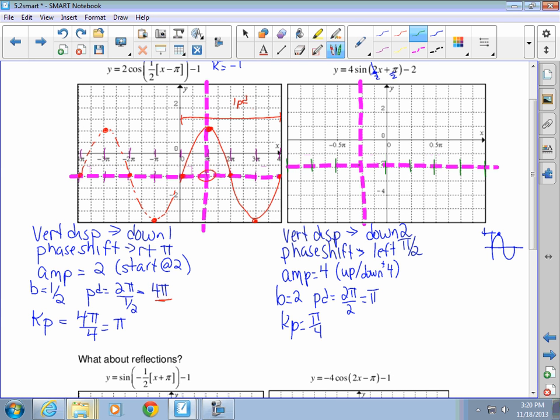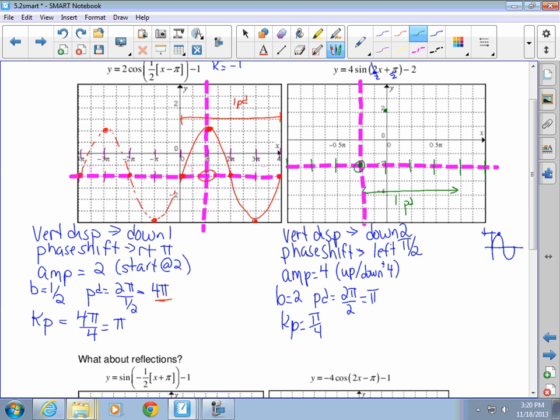So within 4 of these sections, between here and here, I will have completed 1 period. So I will have done my 0, up, 0, down, back to 0 again. So here's my origin. That's where I start at 0. And now my amplitude of 4, so I have to go up 4. On this graph, each one of these lines represents a unit. So 1, 2, 3, 4. So that's going to go up there.